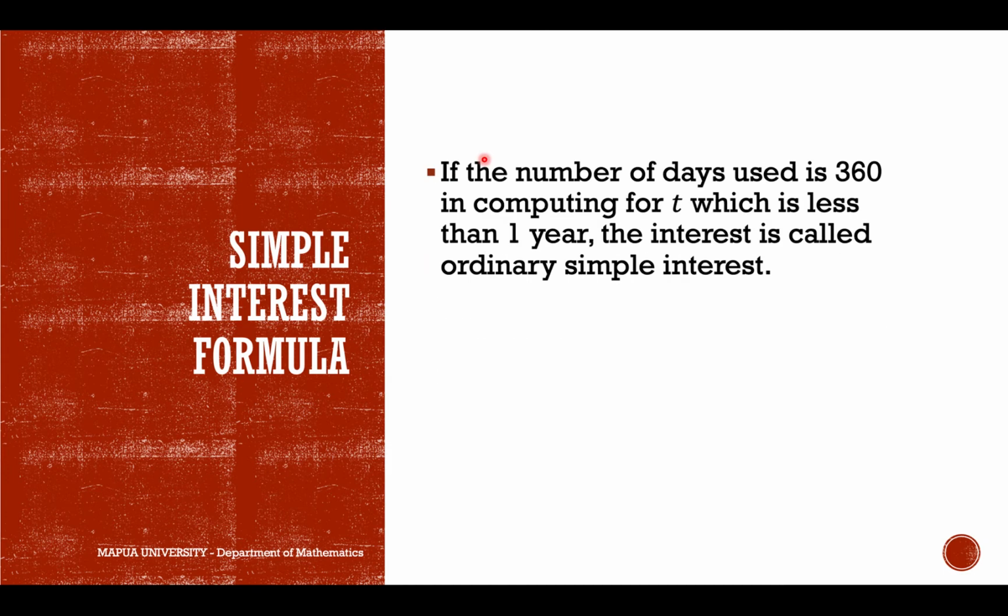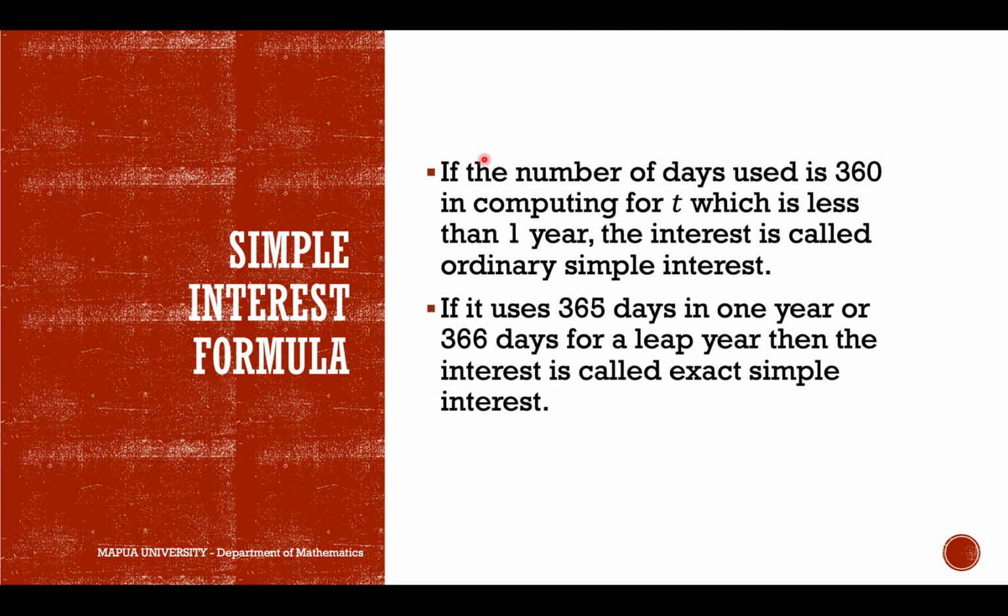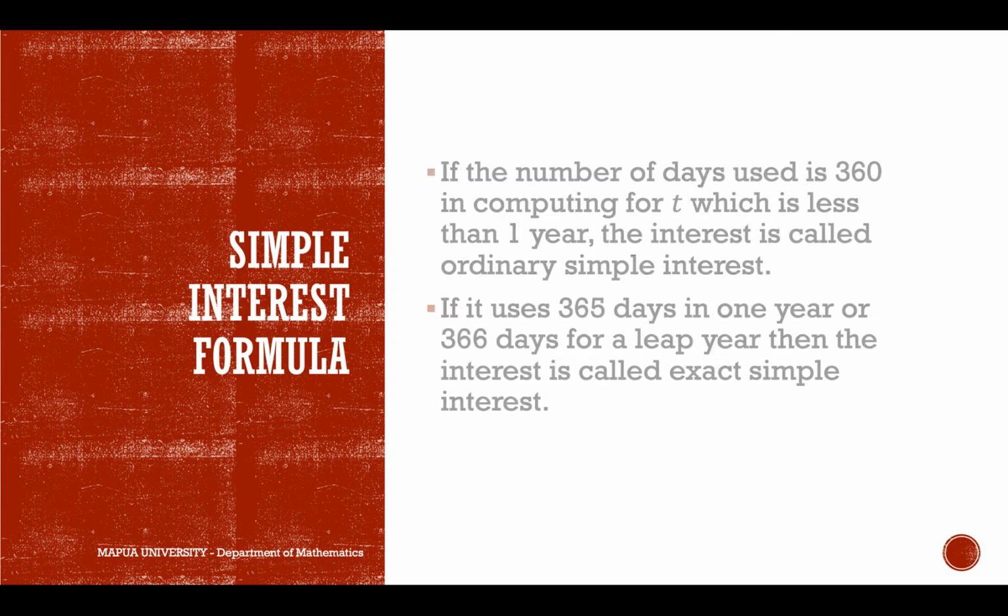If the number of days used is 360 in computing for T, which is less than 1 year, then the interest is called ordinary simple interest. If it uses 365 days in 1 year or 366 days for a leap year, then the interest is called exact simple interest.